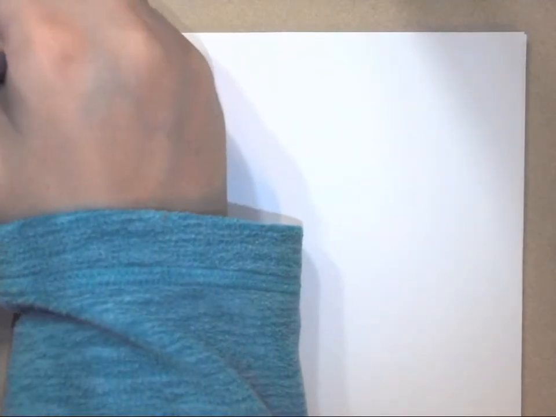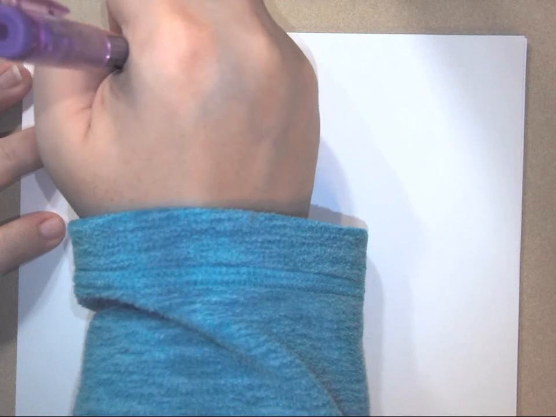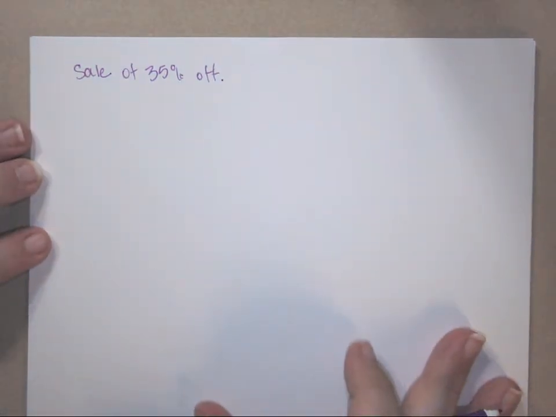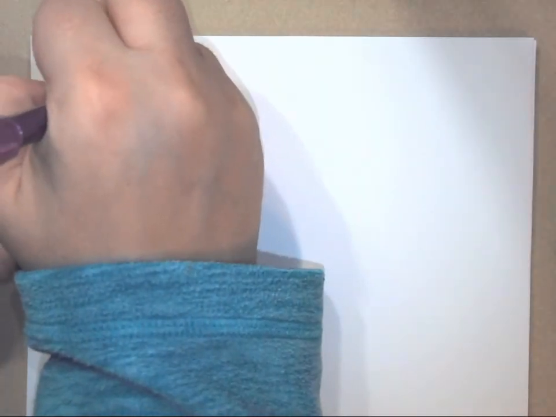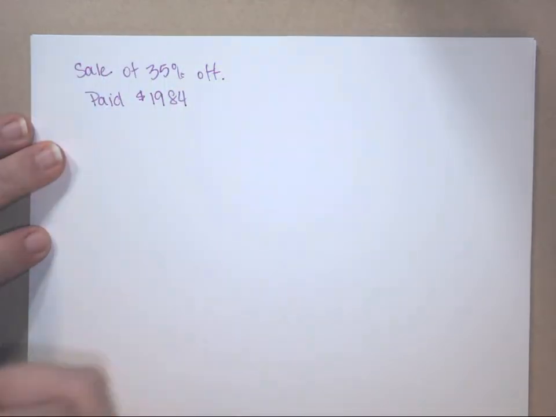Alright, now let's say, for example, that you went into a store, you needed a new TV, and you saw that there was a sale of 35% off. Okay, so that's your discount, 35% off. You paid $1,984 for your TV.